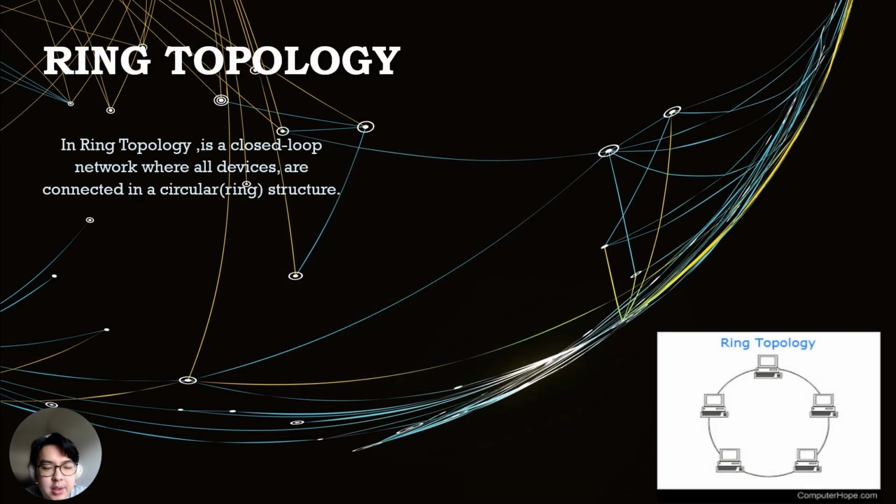Ring topology is a closed-loop network where all the devices are connected, forming a circular structure. Usually it's used for Fiber Distributed Data Interface, or FDDI, networks. Usually they use fiber optic cables and form a ring connecting devices, so that the data can flow in the opposite direction if there's a failure, providing good reliability.